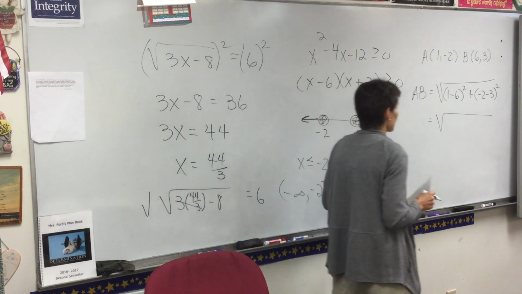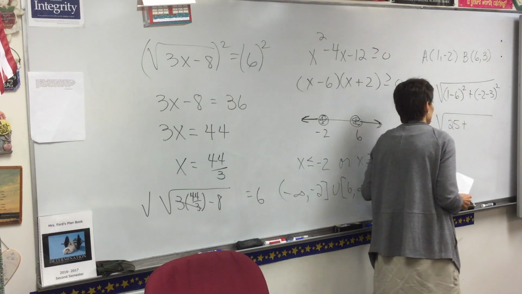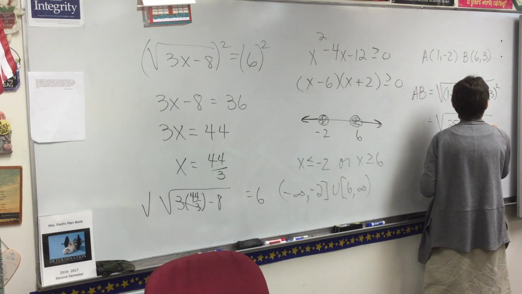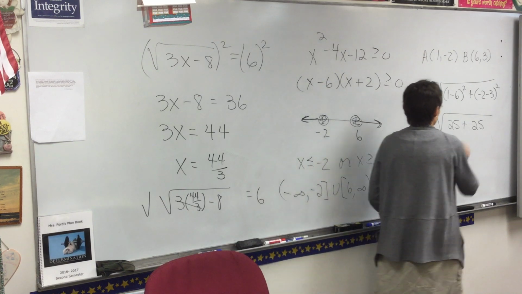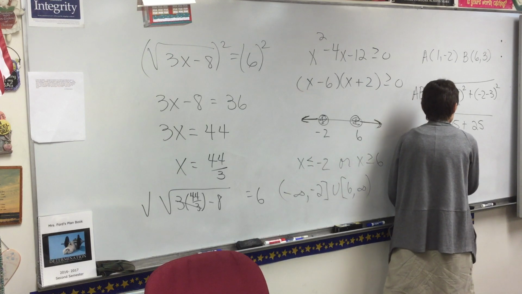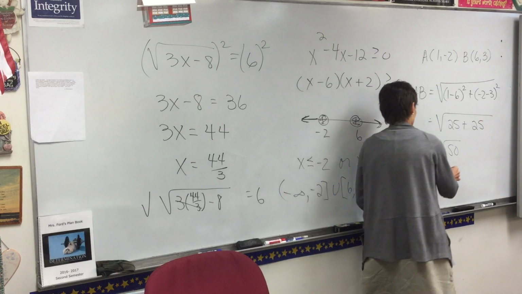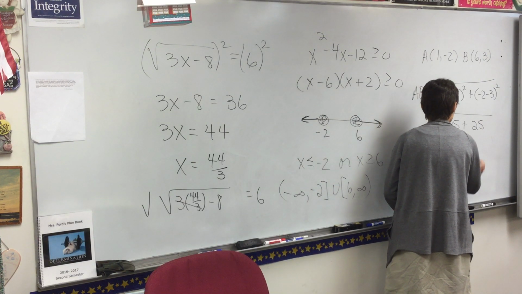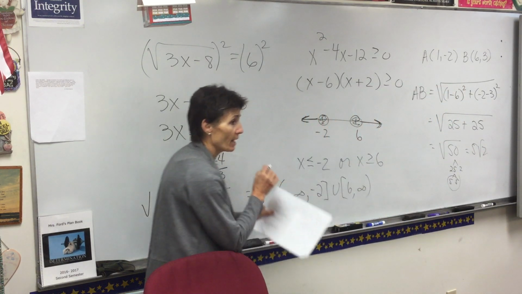So 1 minus 6 squared would be 25. And negative 2 minus 3 would be negative 5, which is also 25 when I square it. So it's 25 plus 25, so this is the square root of 50. That's 5 square root 2, which does break down. The last one didn't, but this one does. So the answer would be 5 root 2.